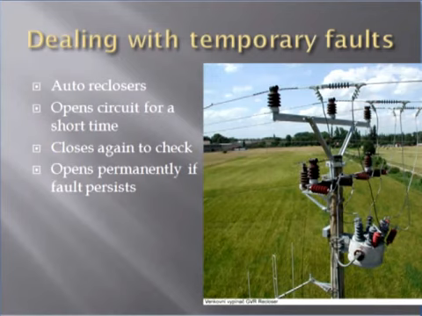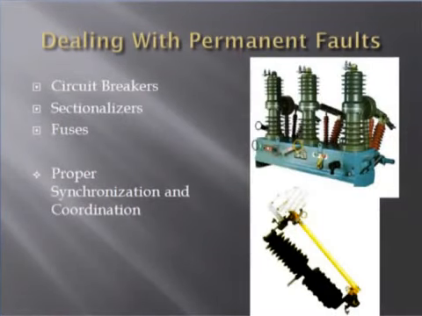Reclosers are used on overhead distribution systems to detect and interrupt transient faults. Since many of these transient faults clear themselves, a recloser improves service continuity by automatically restoring power to the line after this transient fault. In case of a more permanent fault, we need to isolate the fault zone completely till the fault has been cleared. Devices like circuit breakers, sectionalizers, and fuses are used for this purpose.